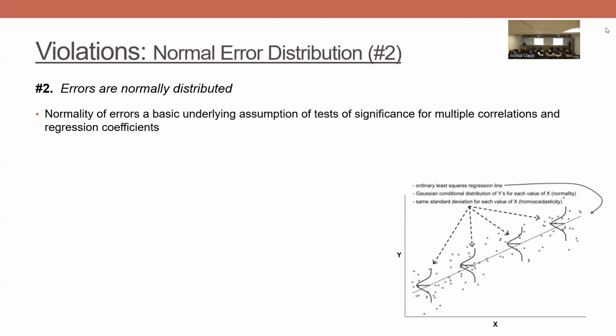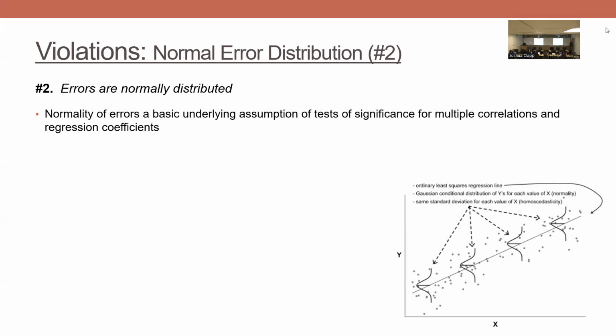Second assumption, okay, is that our errors are normally distributed, okay? This is a basic assumption for our statistical tests for multiple correlations and regression coefficients. This is kind of a big one. If we violate this, our standard errors start to get wacky, and we start to lose confidence in those p-values, those tests that we've done. In order for those to be accurate, we're assuming that the distribution of our residuals is normal across the whole prediction model. Here, we've got an example where we have a predictor X and a predictor Y.